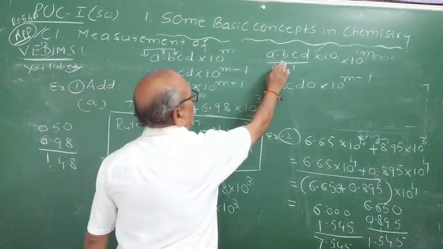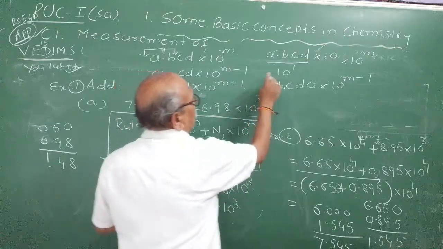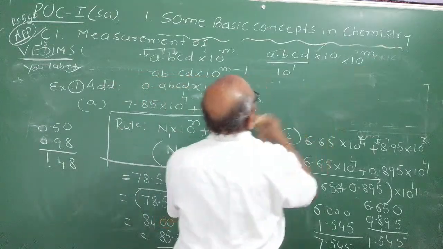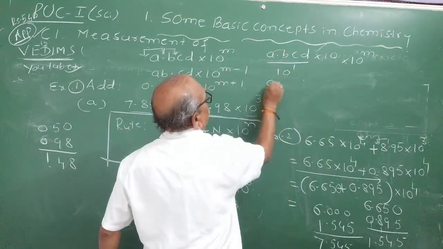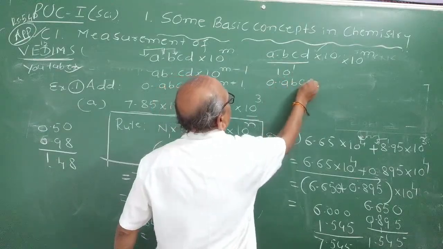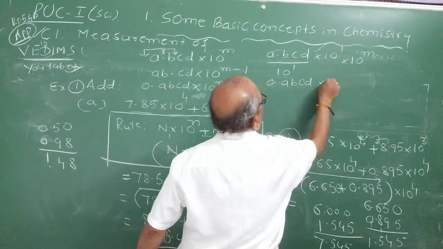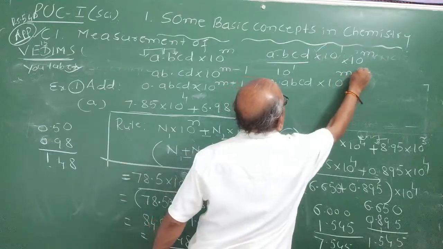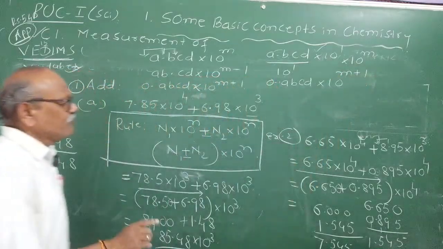Now, suppose that I want to shift the decimal point to the left. To the left means you divide by 10, then it becomes 0.ABCD. Then this 10 will remain, no? Therefore, you are writing it as 10 raised to m plus 1.